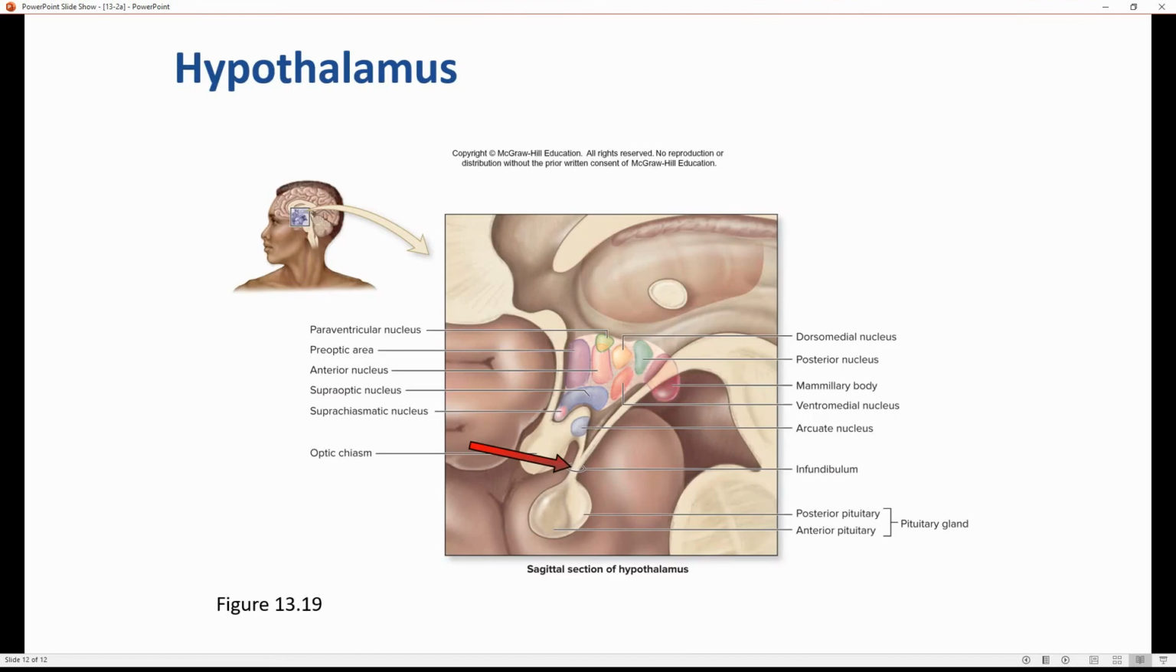Here it is down here. You can see the little funnel of the infundibulum. This area here is the optic chiasm, where the optic nerves are going to merge together and partially decussate with each other. And then here's all those little hypothalamic nuclei.